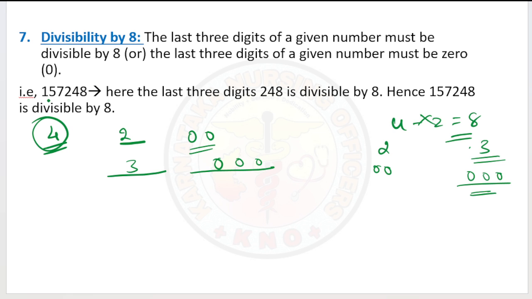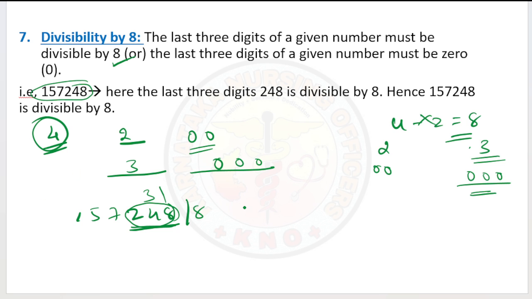For example, I have considered 157248 as an example for divisibility by 8. For divisibility by 8, we have to look at the last 3 digits, 248. We have to check whether this 248 is divisible by 8 or not. 8 times 3 is 24 and 8 times 1 is 8, correct? So 248 is divisible by 8. Then we can say that 157248 is completely divisible by 8.